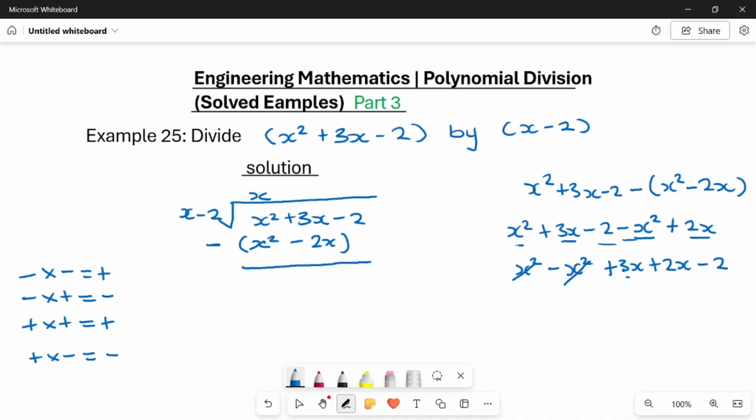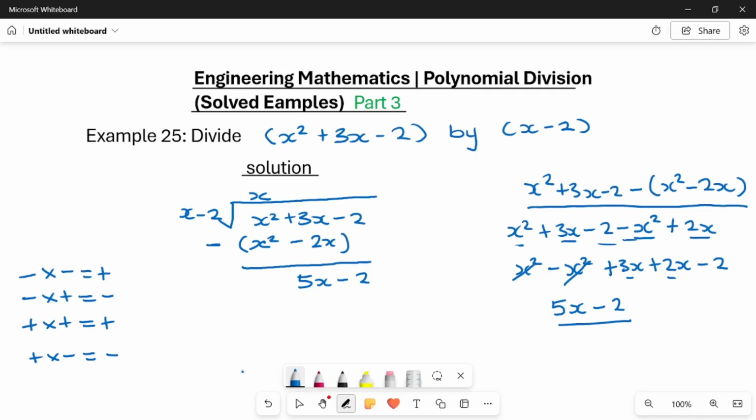So you have 3 naira and you have extra 2 naira. If you add them together, you have a total of 5x minus 2. So this will be your answer when you subtract this. So you write it here, 5x minus 2.